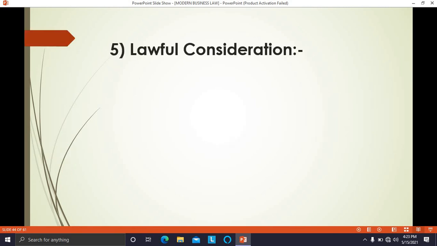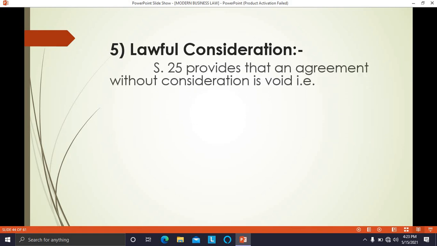Now what is lawful consideration? Section 25 of the Indian Contract Act says that an agreement without consideration is void. Void means what? Void means not enforceable. Whenever there is an agreement and that agreement does not have consideration, such an agreement will be totally void, not enforceable by law. Totally void means as if it is null. Null means the court will not consider that such an agreement was created. It will not have any effect in the court of law. It will not have any value in the eyes of law.